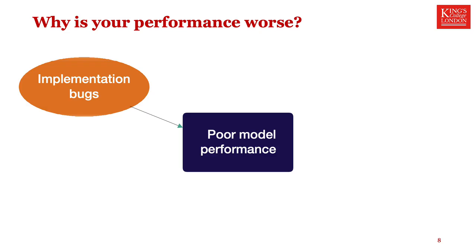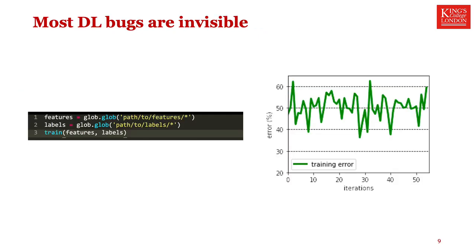So why is the performance really worse in your model than other models? The most likely one is implementation bugs, and they can be really, really silly things. For example, you have a very small set of innocuous lines, like the ones here, where you have features being mapped into that variable, labels being mapped into another variable, and then you are training a model with the features and the labels. And you see that your model is not really learning anything, it's kind of plateauing, your error is around 50%.